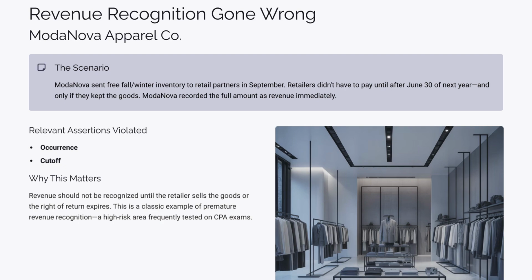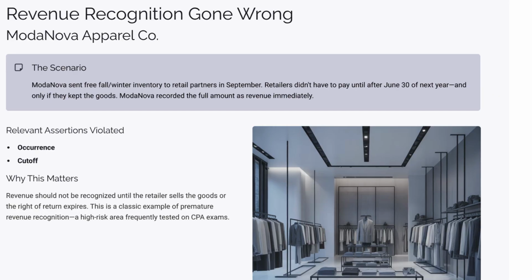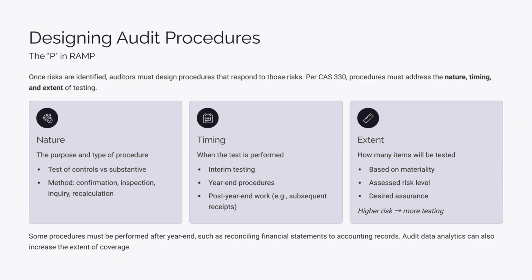Revenue should not be recognized until the retailer sells the goods or the right of return expires. Once risks are identified, auditors must design procedures that respond to those risks. Per CAS 330, procedures must address the nature, timing, and extent of testing.